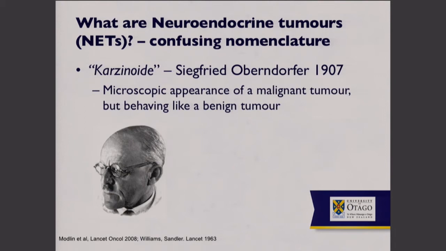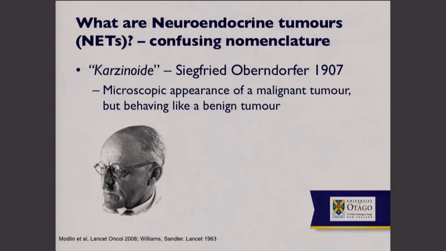Why are they so confusing? I think a lot of it is because of the nomenclature that they've had. So we knew about these tumours before Siegfried Obendorfer, which I've probably pronounced completely incorrectly, decided to come up with the name of carcinoid back in 1907. And unfortunately, he described these as really benign lesions. And that's still a trouble that we have now.